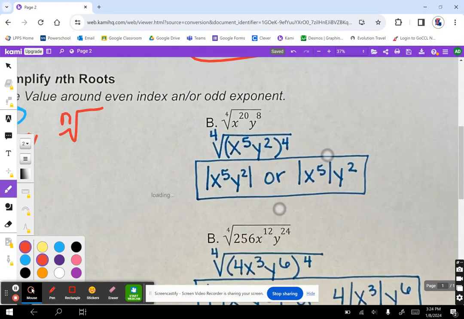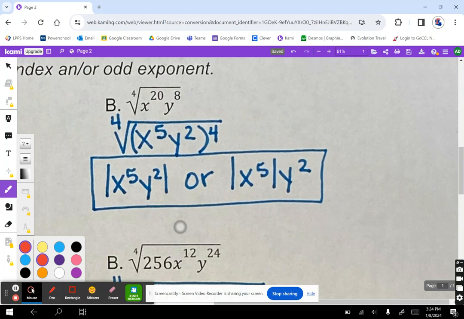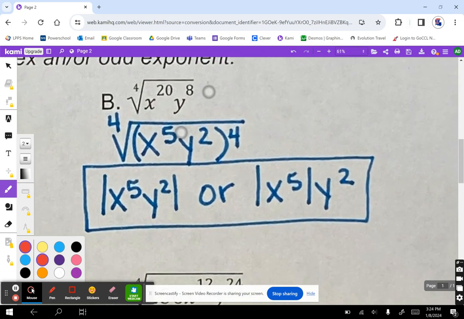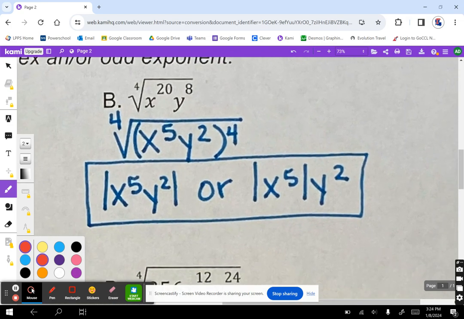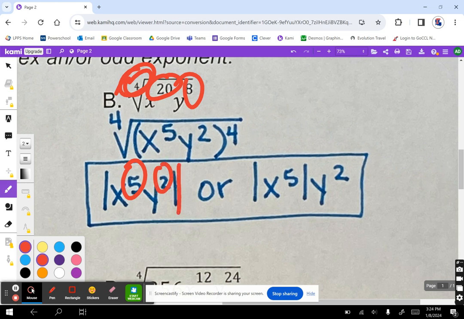Okay, option B. You have an even index. Even index means positive or negative. Keep that in mind, okay? Because you only have variables and a constant, you're not going to need your calculator here. What is 20 divided by 4? 5. 8 divided by 4? 2. I'm going to use the absolute value bars to represent positive and negative.